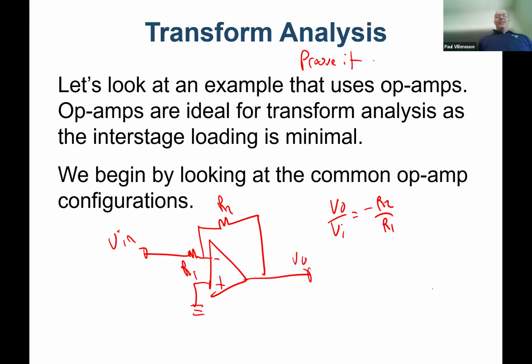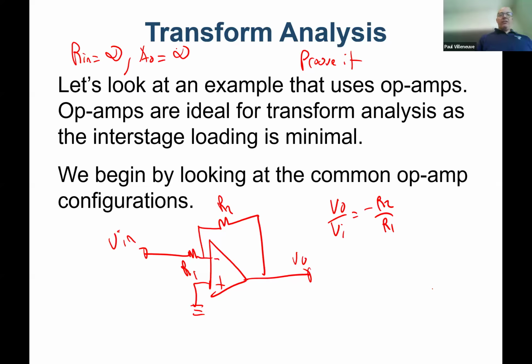All right. Ideal op amp. There are two conditions for an ideal op amp. Rn equals infinity. This is just to do our analysis, right? And the open loop gain is equal to infinity, right? For an ideal op amp.